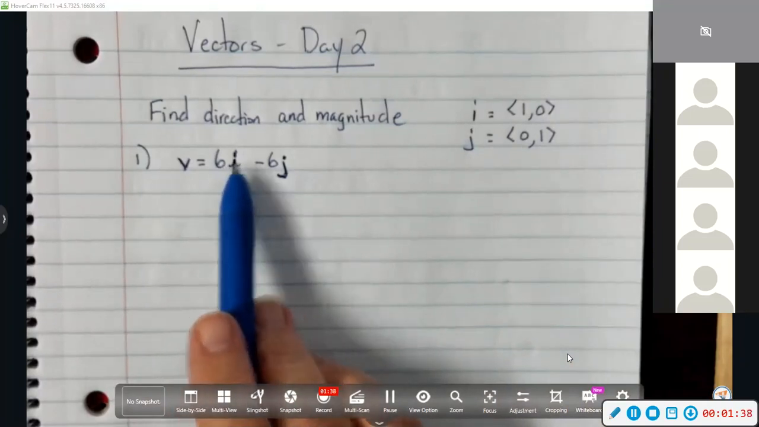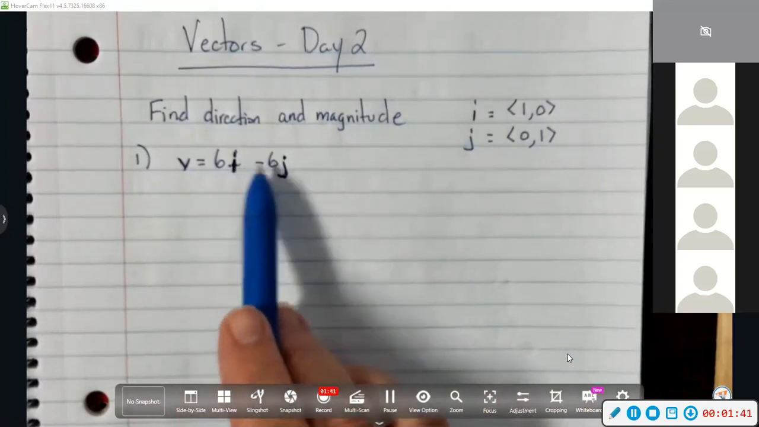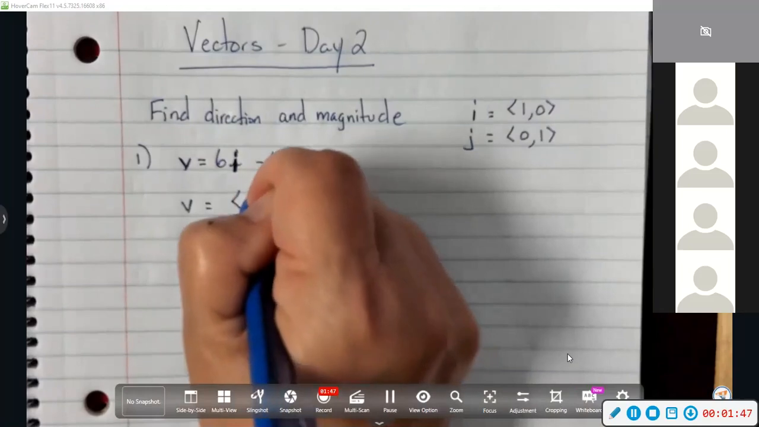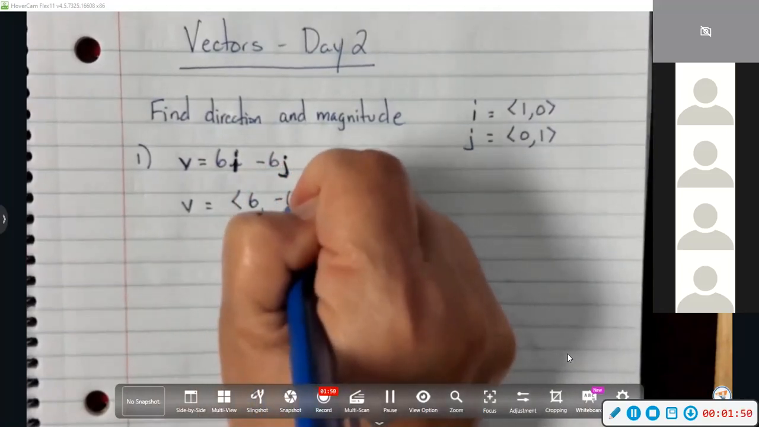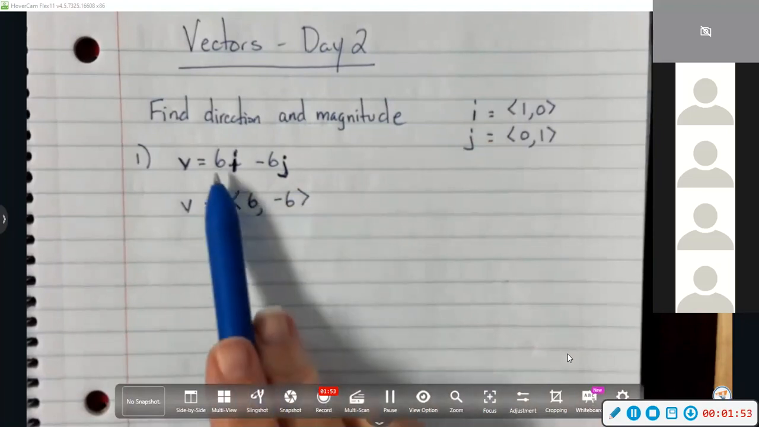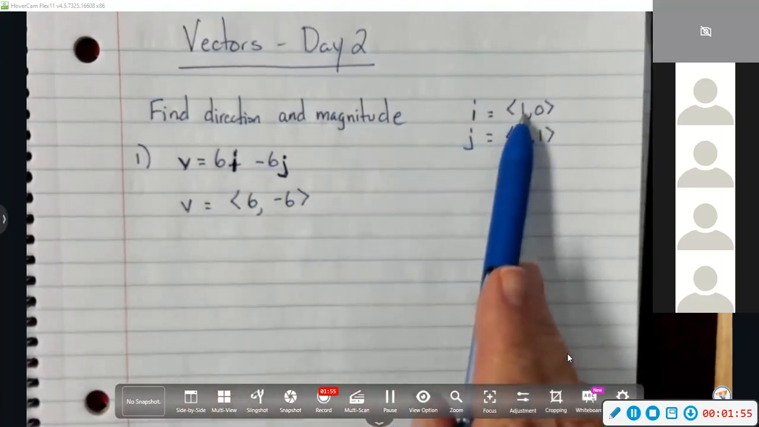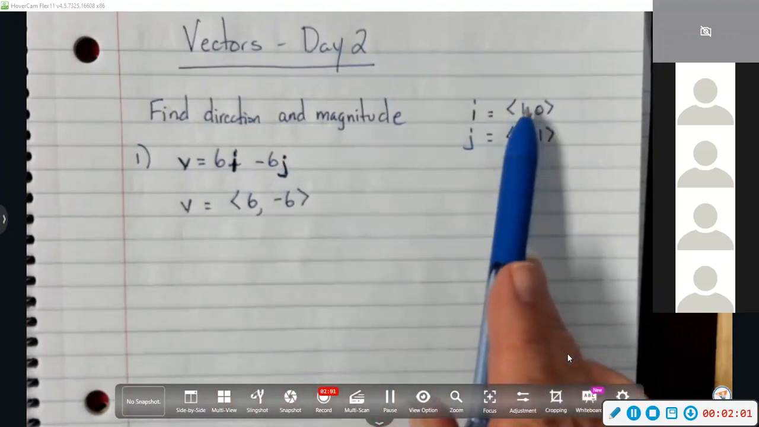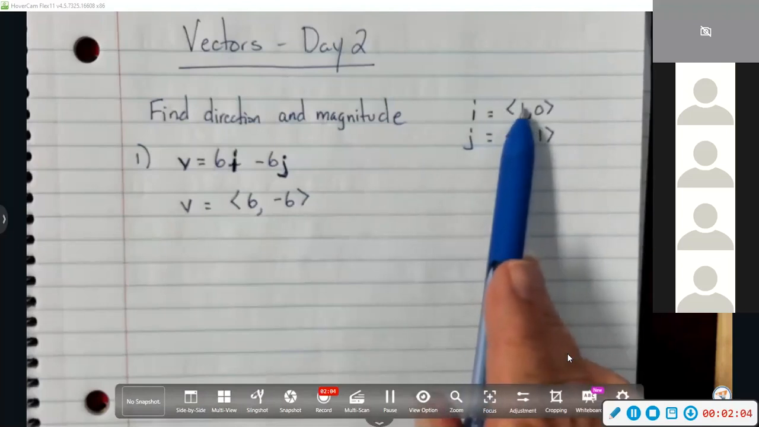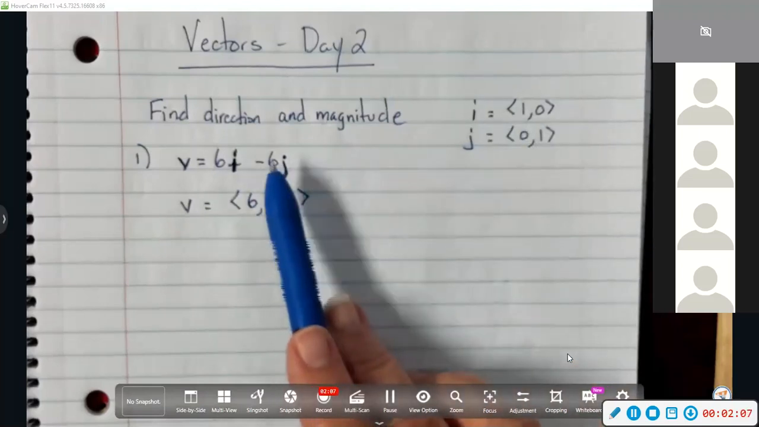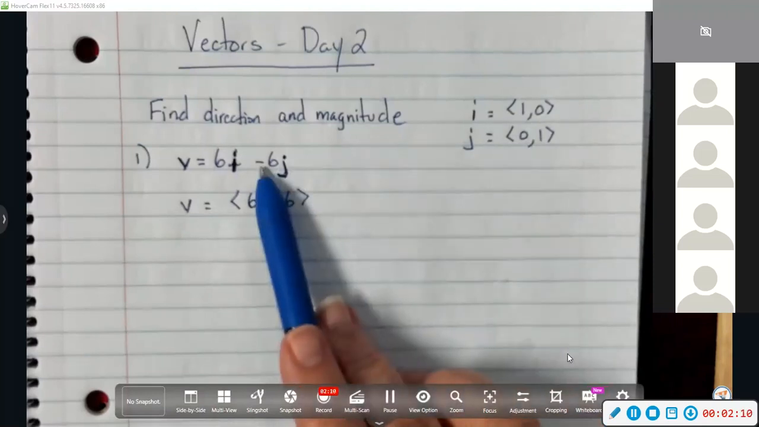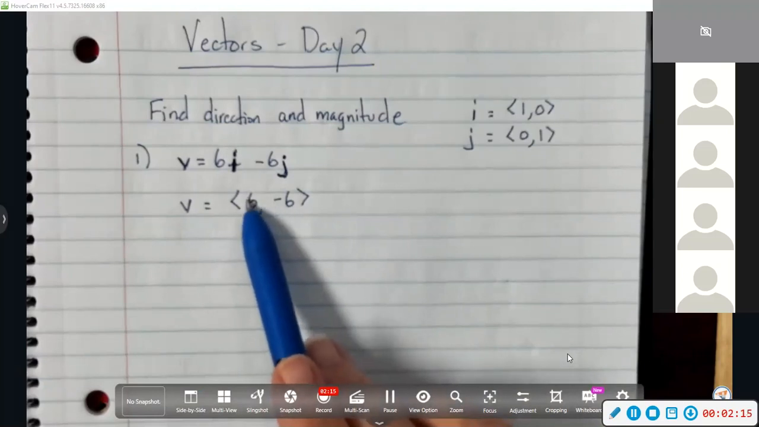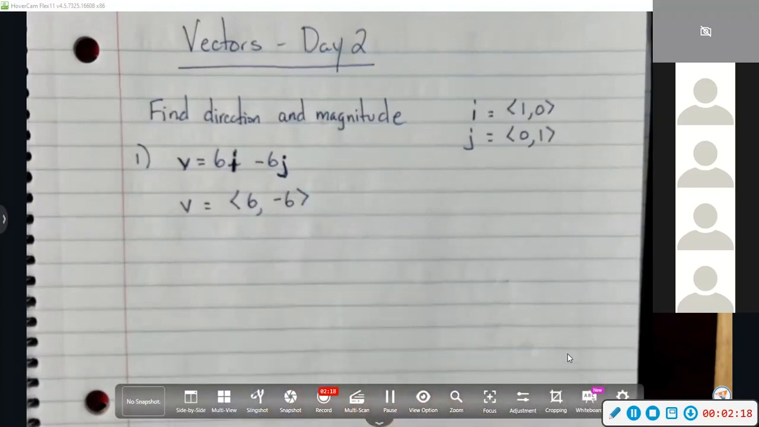So when I have 6i minus 6j, I take this vector and write it in component form. The components are 6, negative 6. Because if I multiply 6 by the unit vector, 6 times 1 is 6, and 6 times 0 is 0. So that's where the 6 comes from. And then negative 6 times j, that's negative 6 times 0, and negative 6 times 1, that's where the negative 6 comes from. Horizontal component of the vector, vertical component of the vector.